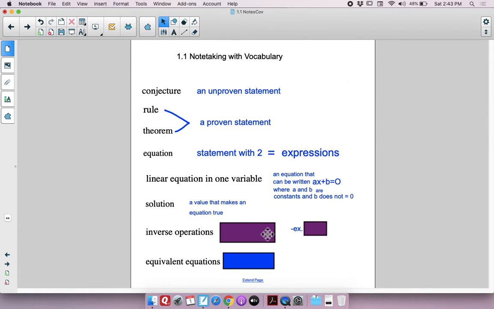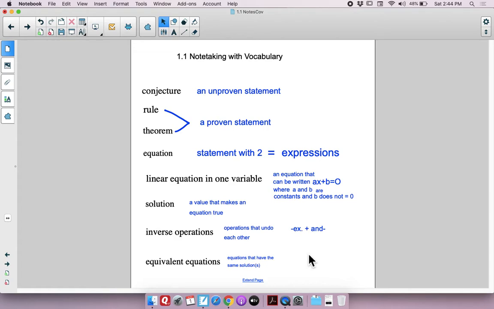Okay, inverse operations are operations that undo each other. So think of what would be an example of that. You come up with addition and subtraction, or perhaps multiplication and division. Think about it. If you add 3 to something and subtract 3, aren't you back where you started? If you have a number and you multiply it by 2 and then divide it by 2, aren't you back where you started? Okay, and equivalent equations are equations that have the same solutions.